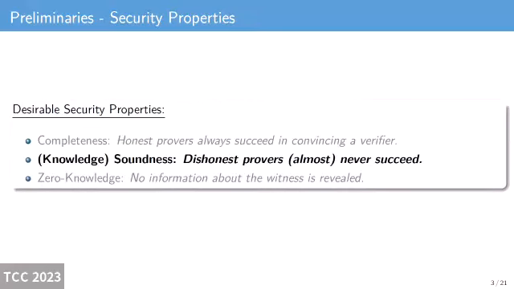So interactive proofs have several desirable security properties, but we will be focusing on knowledge soundness. Informally, this states that dishonest provers almost never succeed. So a dishonest prover without knowledge of the secret witness W will not be able to convince a verifier with large probability.